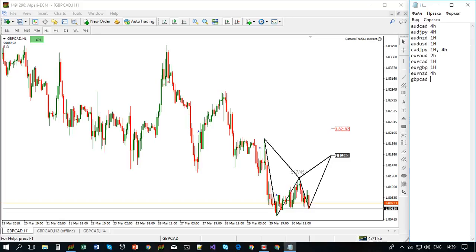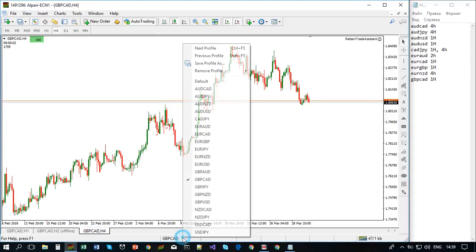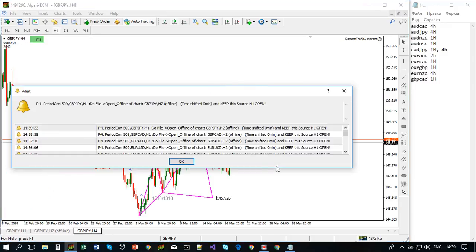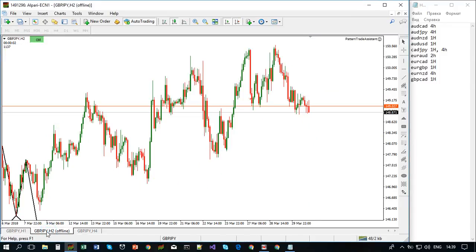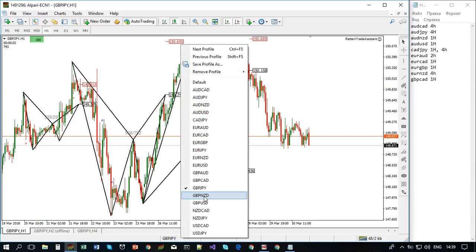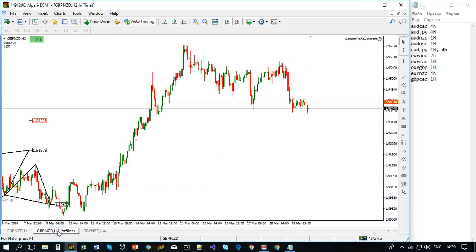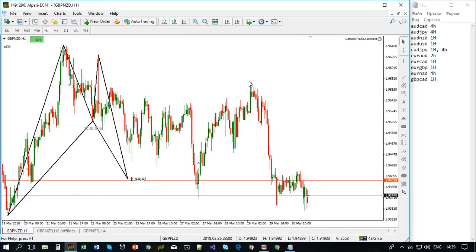GBP Canadian 1 hour, 2 hours cipher. Okay, it needs to rise, and 4 hour nothing. GBP JPY, pound yen, nothing, and nothing except this winner, recent winner here. GBP NZD, pound Kiwi, nothing except that recent winner that was here. You can see these reversal candles and some movement to the upside that was expected.